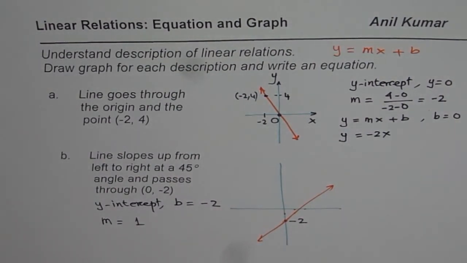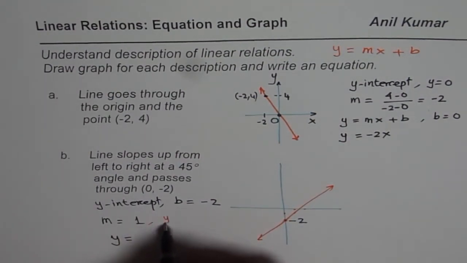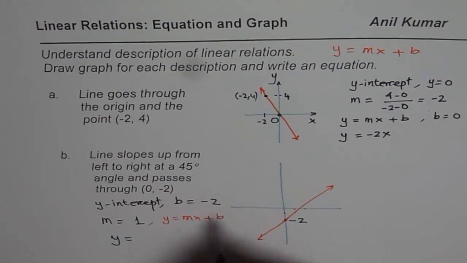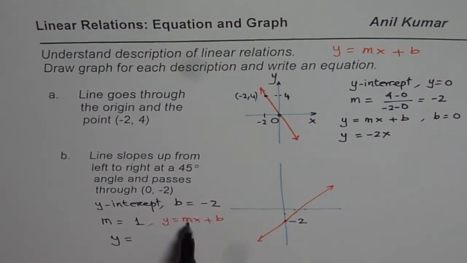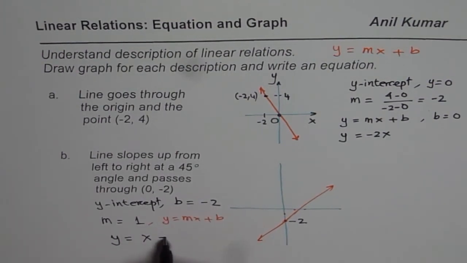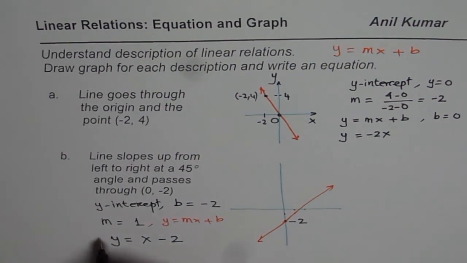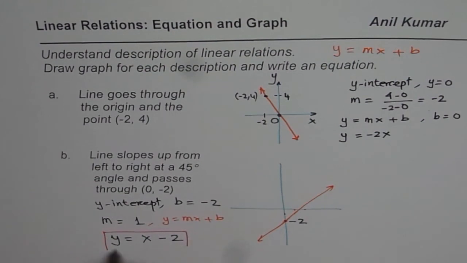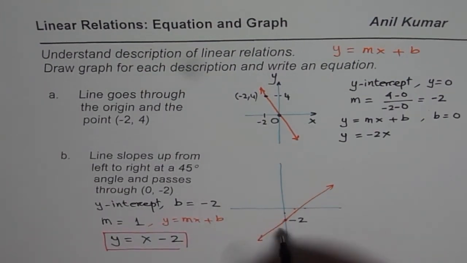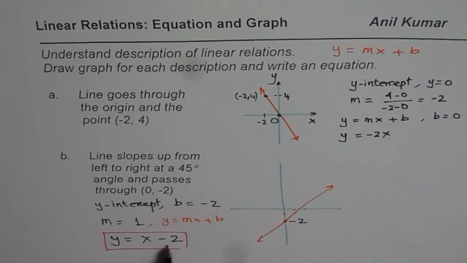So slope is 1. Therefore, we can write down the equation. Let me write down first the equation in general form, y equals mx plus b. We know slope m is 1, so I'll write y equals 1 times x, that is x, and b is minus 2, so minus 2. So that becomes the equation of the line, right? So the second description is about the line which is rising upwards with y-intercept of minus 2 and equation y equals x minus 2.